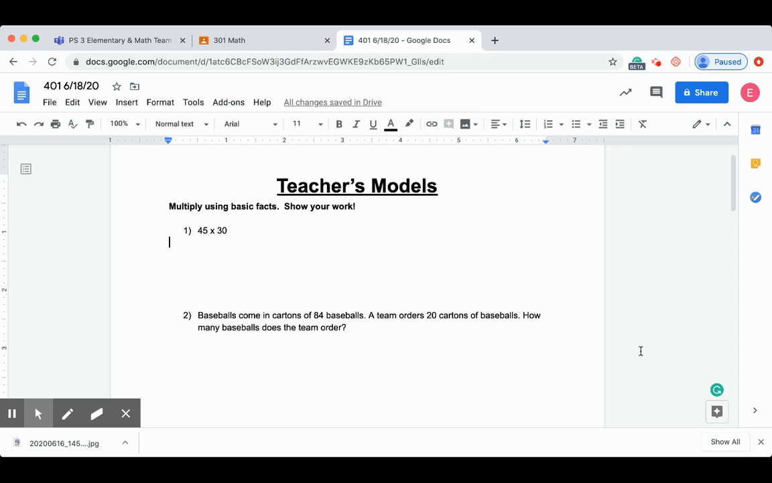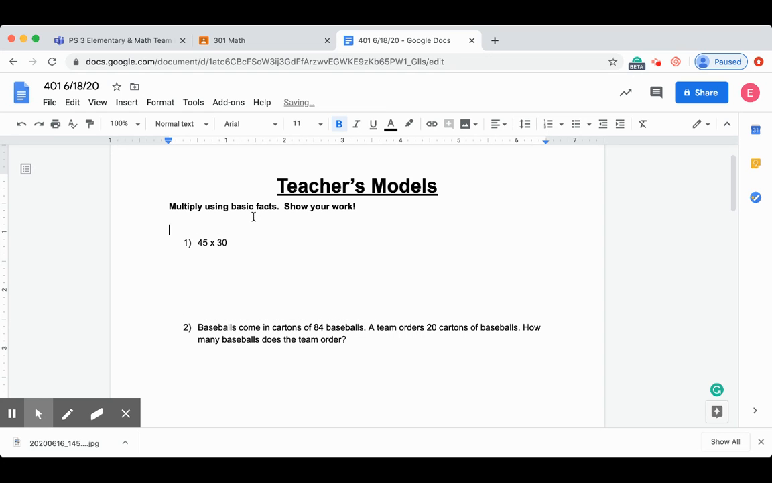Now remember, our basic facts are when we can multiply numbers using the basic facts. So for example, if I had 50 times 30, I can multiply them using my basic fact of 5 times 3, which is 15. And then I will add my two zeros. So I know my answer would be 1,500. That's our basic fact, 5 and 3.